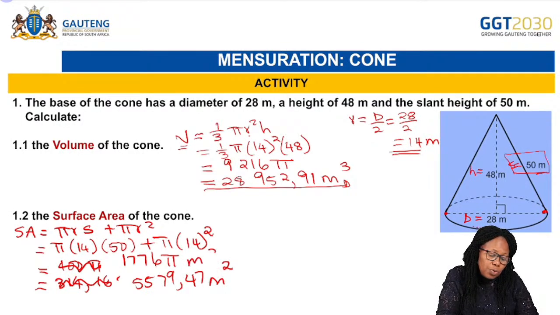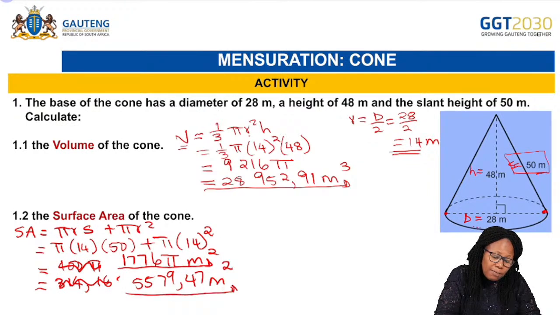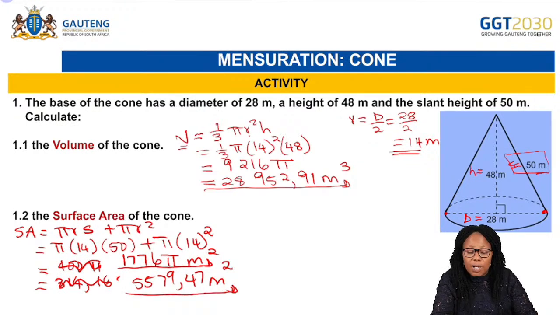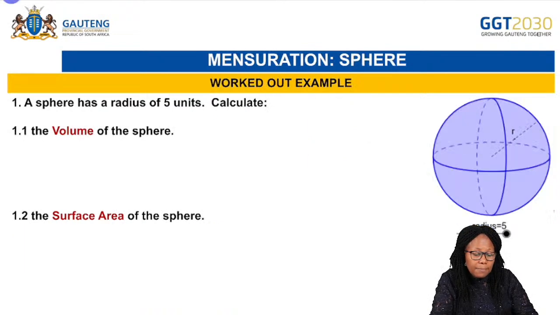You can also put units there if you are asked to leave your answer in meters, but if you have to round it off to 2 decimal places, that will be 5579,47 square meters, grade 12. I hope we are still together.